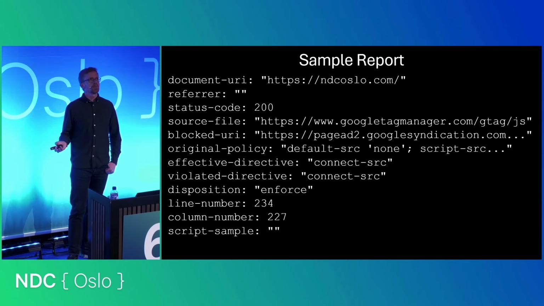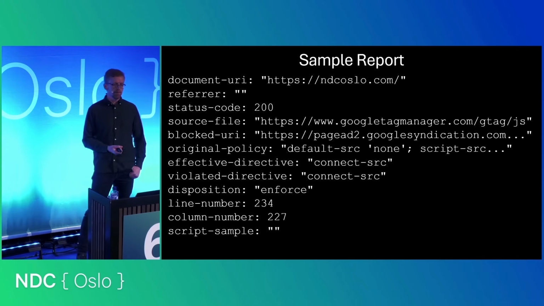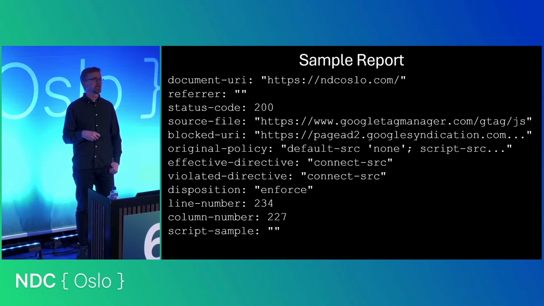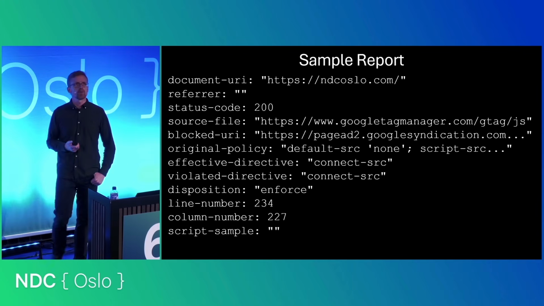Line number and column number help you understand where in this script this happened. And then finally, script sample. In this case, it's empty because this was an external script. Had it been an internal or inline script, you would have gotten the first 40 characters.